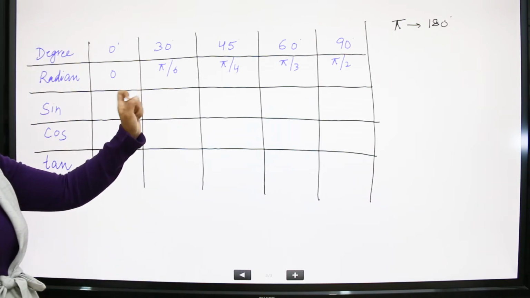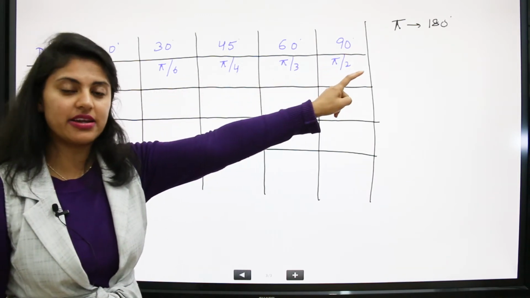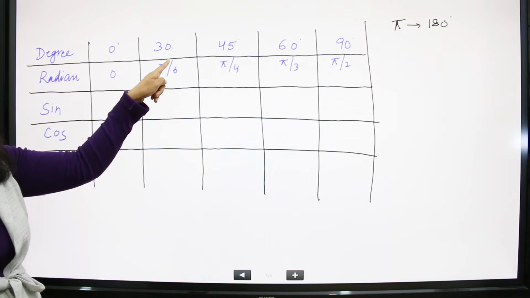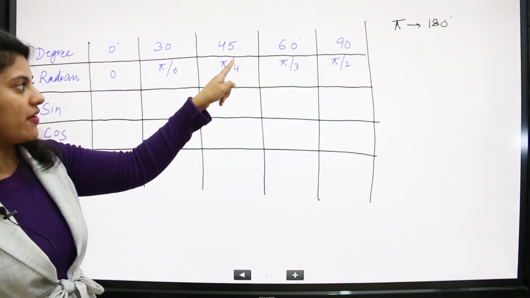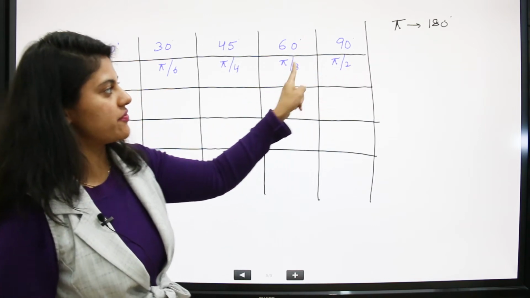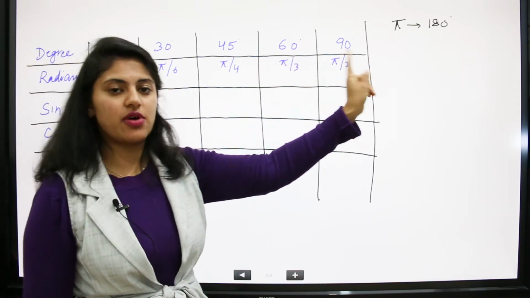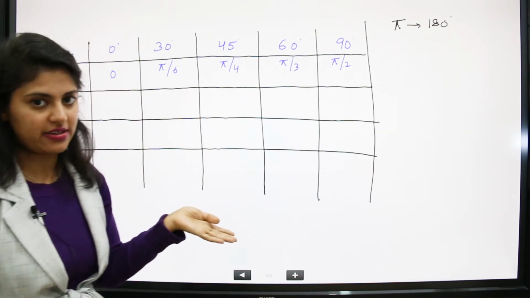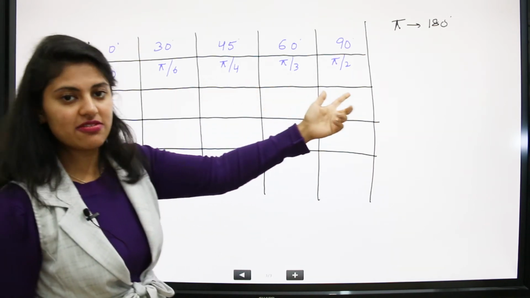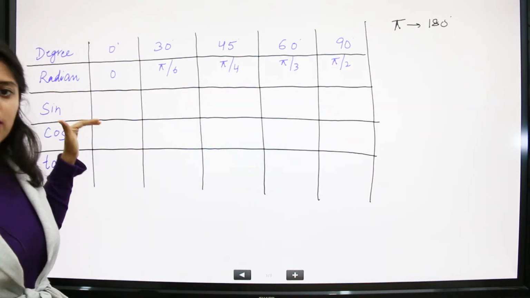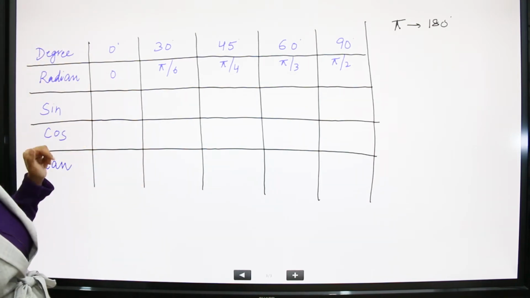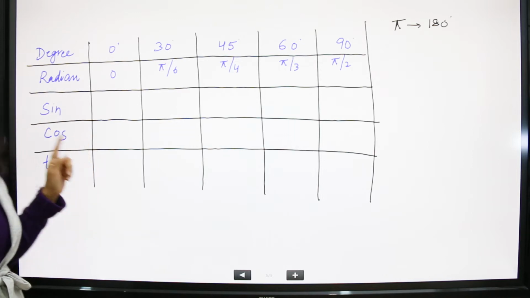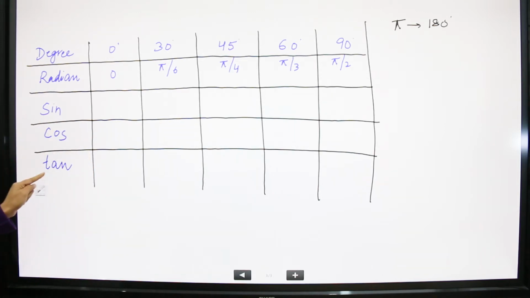So if you talk about pi by 6, means you are dividing 180 by 6, you will get 30 degree. Pi by 4, you divide 180 by 4, gives you 45. Pi by 3, 180 divided by 3 gives you 60. Pi by 2, 180 divided by 2 gives you 90 degree. So from degree to radians you can easily convert, from radian to degree also you can convert by multiplying. Here I have written the values of sine, cos and tangent.